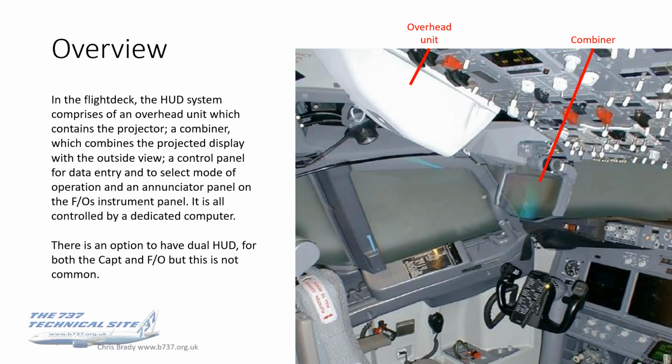You've then got the combiner, which is the thing we think of as the HUD, but is only one part of it. That combines the projected display with the outside view. Then, not shown on this picture, you've got a control panel for data entry and to select whatever mode of operation you're using, an annunciator panel, which again is just out of sight on the FO side, and that's all controlled by a dedicated computer, which is in the E&E bay.